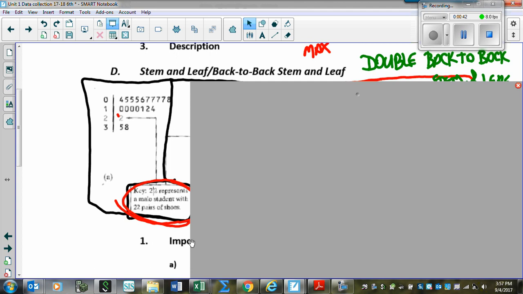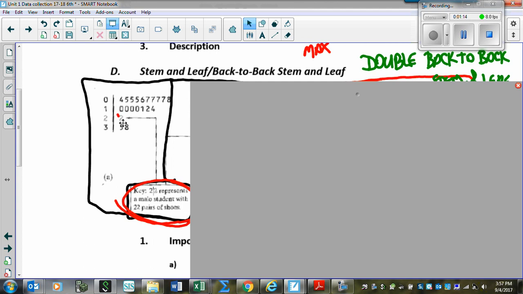There are 20 males, and each of them were asked, how many pairs of shoes do you own? Okay, this should have a title on it. It doesn't, but it should. At the beginning I said a key is necessary, and for stem and leaf, that's the type of graph that you need a key for. It's the only one I can think of that you would need a key, but it's for the reader to read. And so this says key 2|2 represents a male student with 22 pairs of shoes.